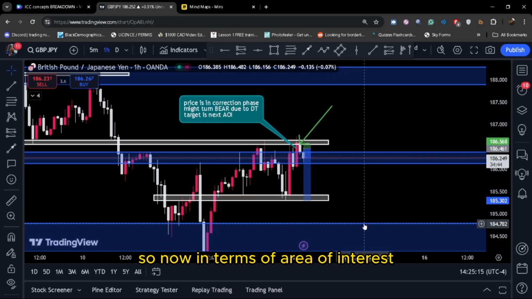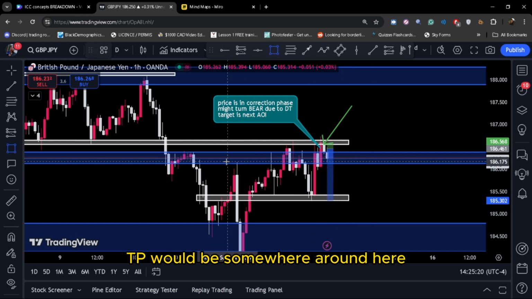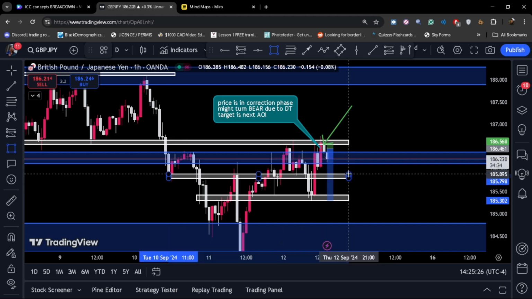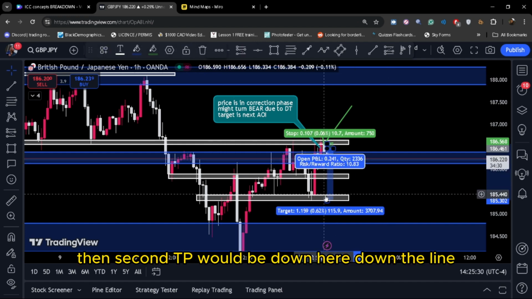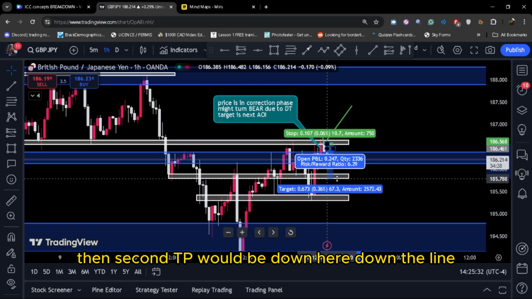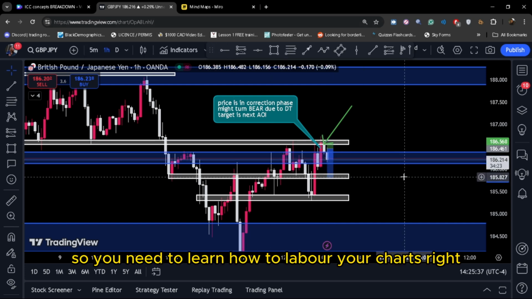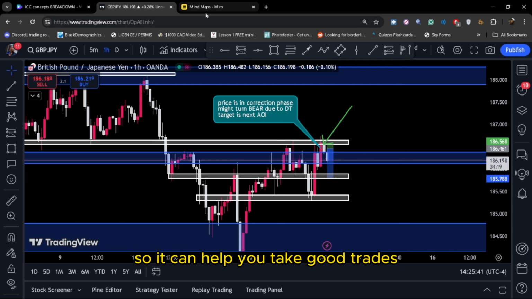So there's the target. So now in terms of area of interest, I would probably say first TP would be somewhere around here. This would be my first TP, somewhere around here. Then second TP would be down here, down the line. So that's the first thing. So you need to learn how to label your charts, right, and know where you are in your charts, right, so it can help you take good trades.